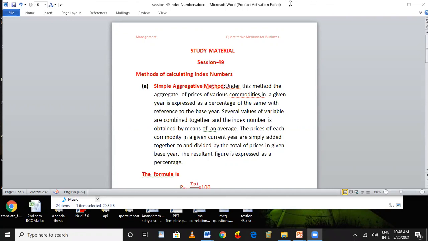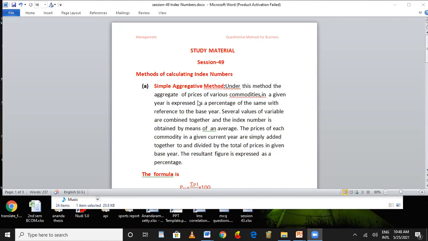In the previous classes, we have learnt what index numbers are, and now we shall discuss how we can calculate the index numbers in the present session. Methods of calculating index numbers. The first one is the simple aggregative method.